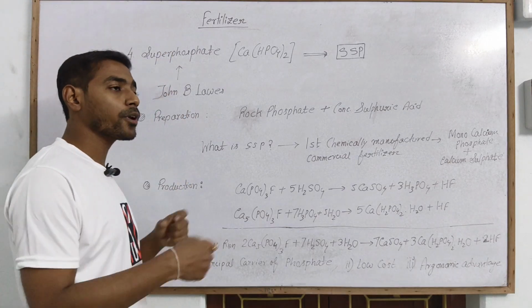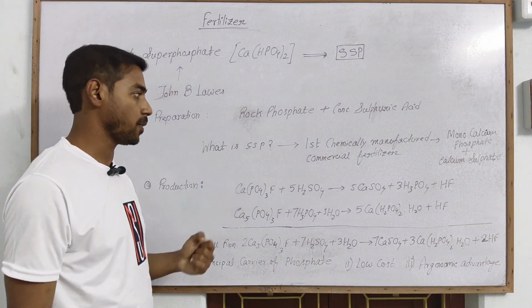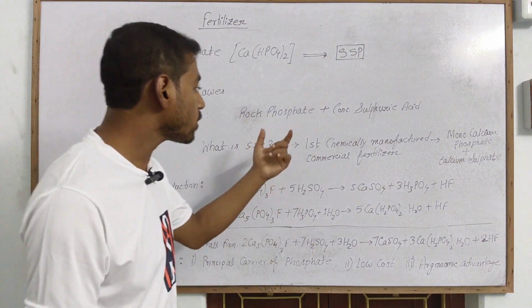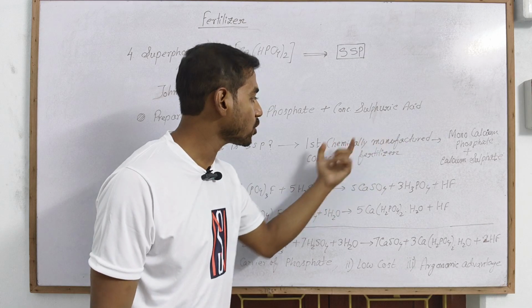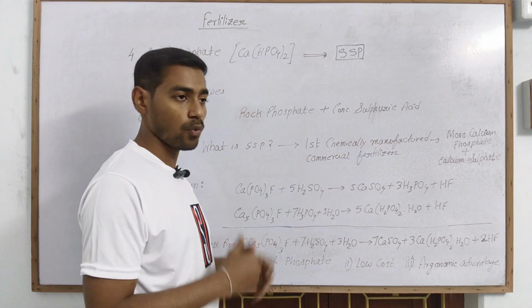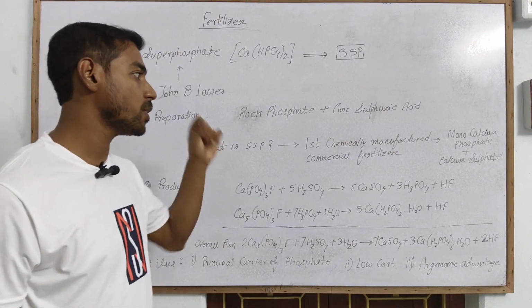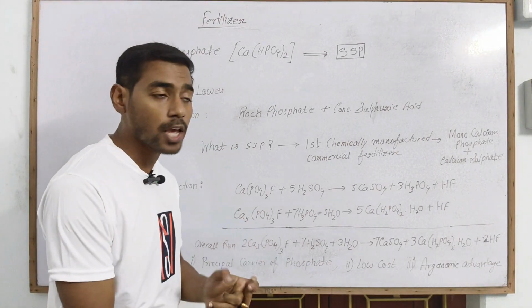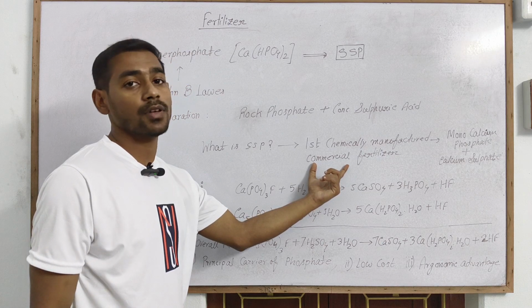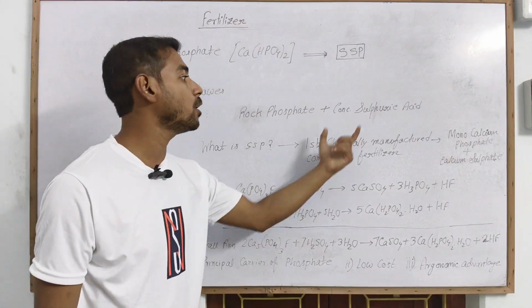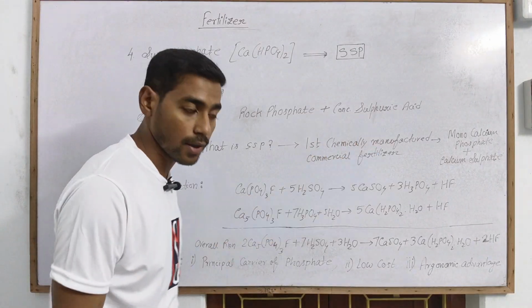But there is one important topic regarding this SSP. What is that? It is the first chemically manufactured commercial fertilizer. What does that mean? It is the kind of fertilizer which was chemically manufactured for the first time and became commercially available.